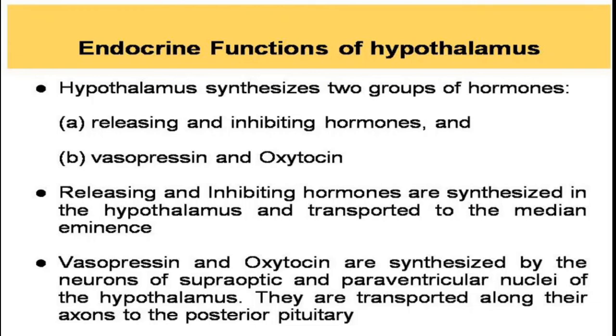The hypothalamus synthesizes two groups of hormones: releasing and inhibiting hormones, and vasopressin and oxytocin. Releasing and inhibiting hormones are synthesized in the hypothalamus and transported to the median eminence. On the other hand, vasopressin and oxytocin are synthesized by the neurons of the supraoptic and paraventricular nuclei of the hypothalamus. They are transported along their axons to the posterior pituitary.